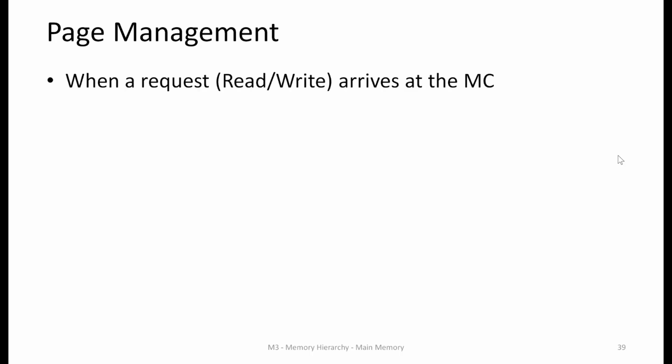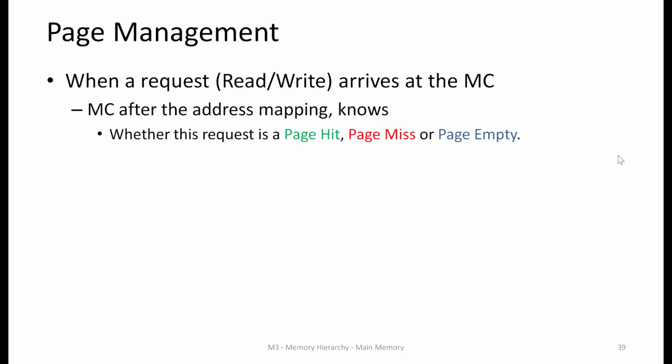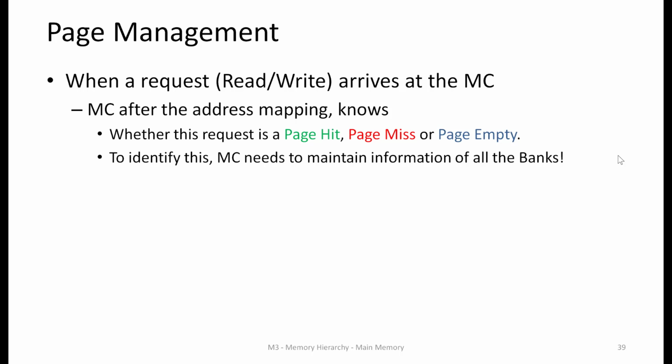Following that, another job of the memory controller is page management. What do we mean by page management? Here page is the actual DRAM page, the physical page. When a request, whether it is read or write, arrives at the MC, after address mapping, we know which rank, bank, row and column it goes to. From that, we can estimate whether it would be a page hit, page miss or a page empty. In order to determine this, the MC needs to maintain information about which row is open in which bank.